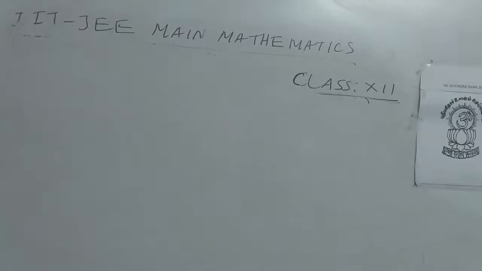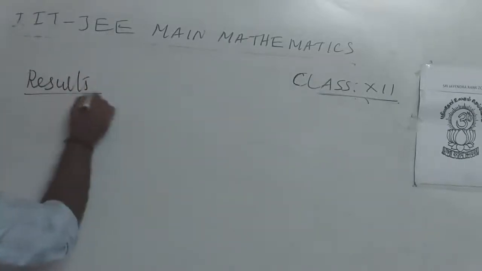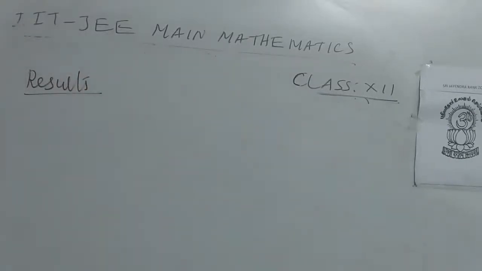Dear students, we continue the concept of parabola in this session. A few results. The length of the focal chord is a into t plus 1 by t whole squared, which we discussed in the previous class.